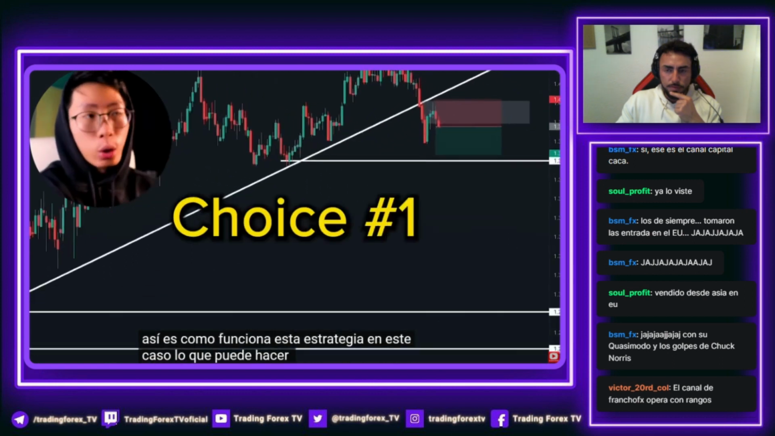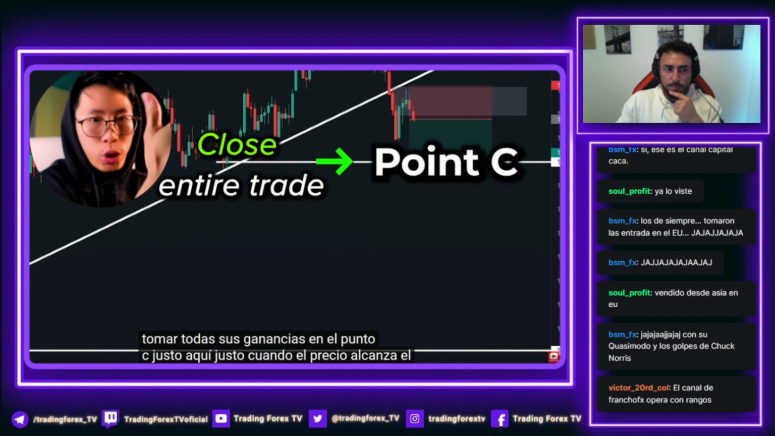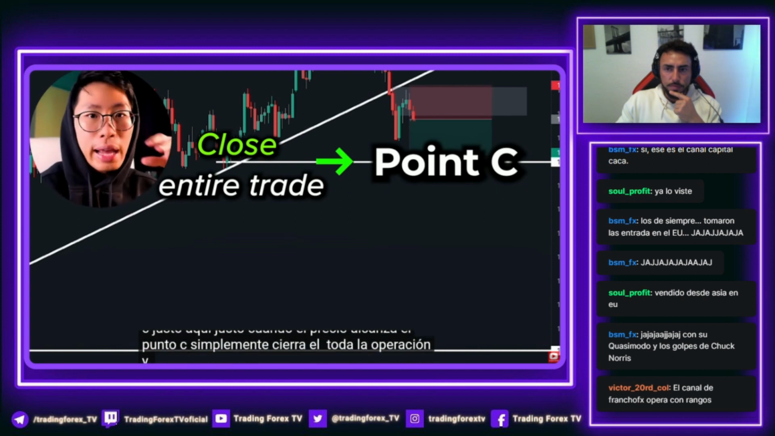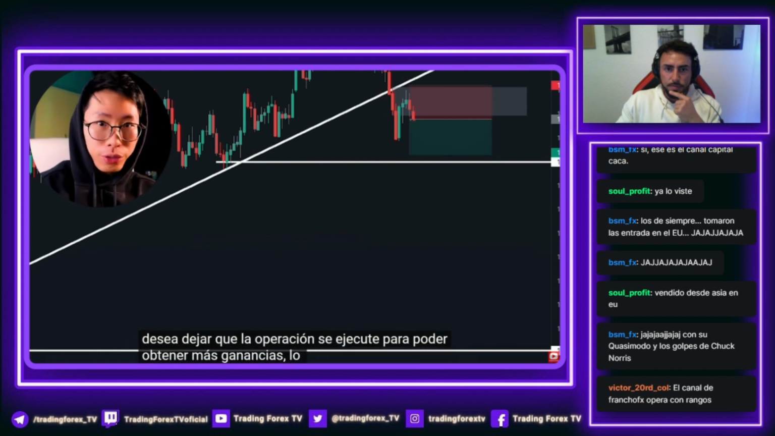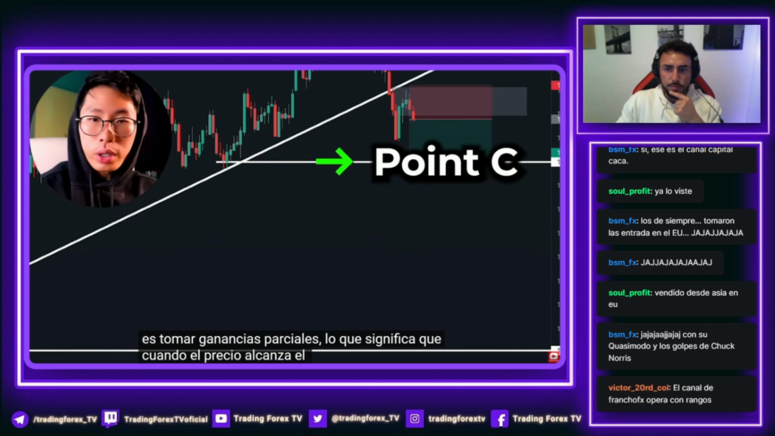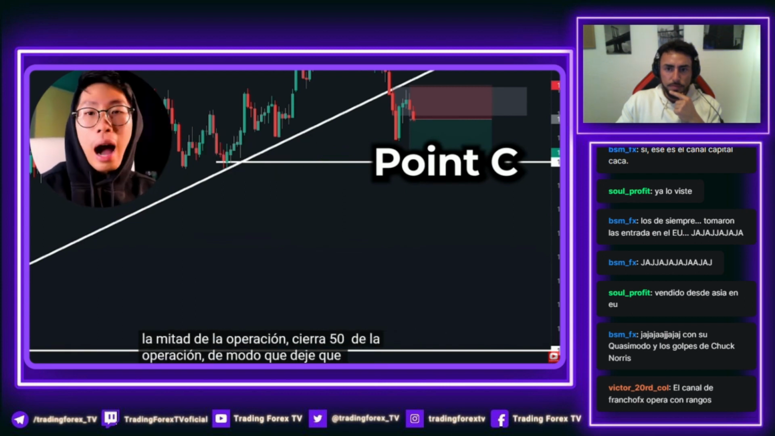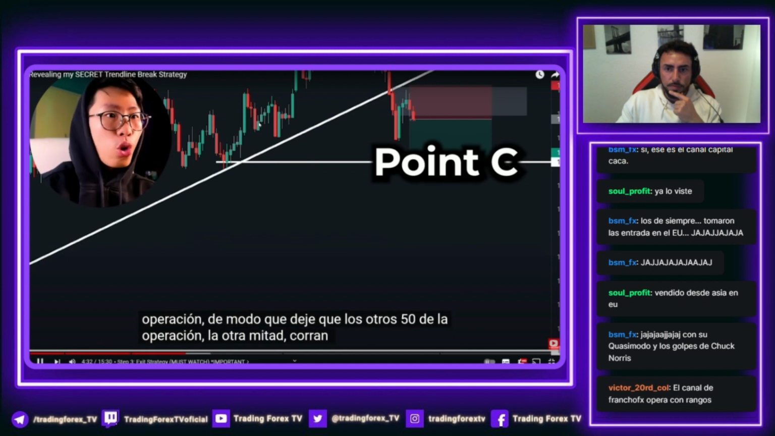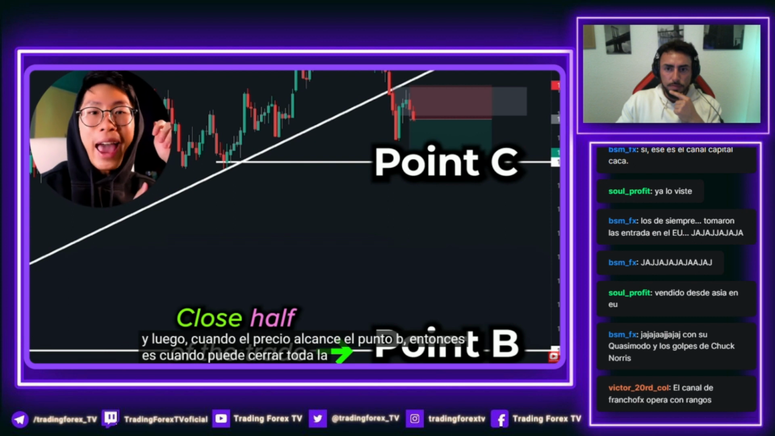In this case, you can either take all of your profits at point C, right here. Just when price reaches point C, you close the entire trade and take all your profits. But if you want to leave the trade to run so that you can get more profits, you can take partial profits, which means when price reaches point C, you close half of the trade, you close 50% of the trade. So you let the other 50%, the other half, run to your point B. And then when price reaches point B, that is when you can close the entire trade.